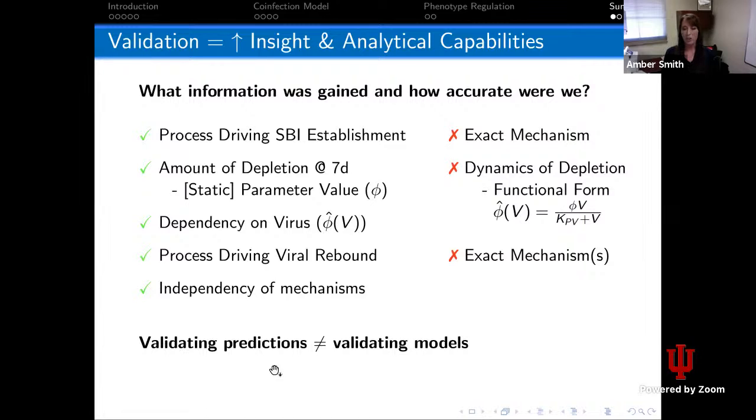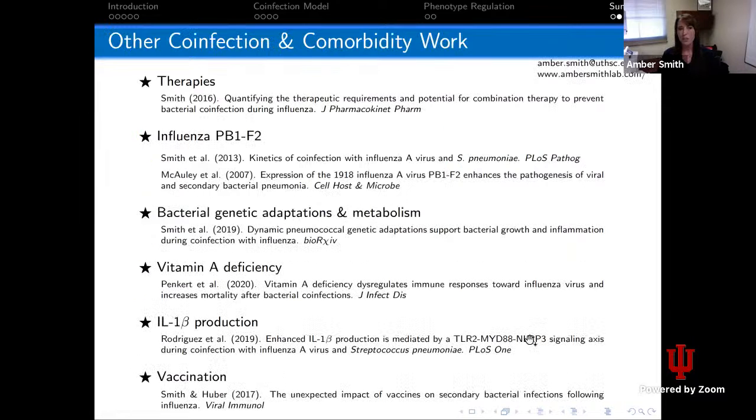But having that extra experimental data sort of tells us what our limits are on that. And we've done a handful of other studies with co-infection. I don't have a lot of time today to talk about these. We've done a little bit in extending the work I just talked about to look at therapies, both antivirals, antibiotics, and immune modulators, and how combination therapy might be able to be leveraged to help with that.